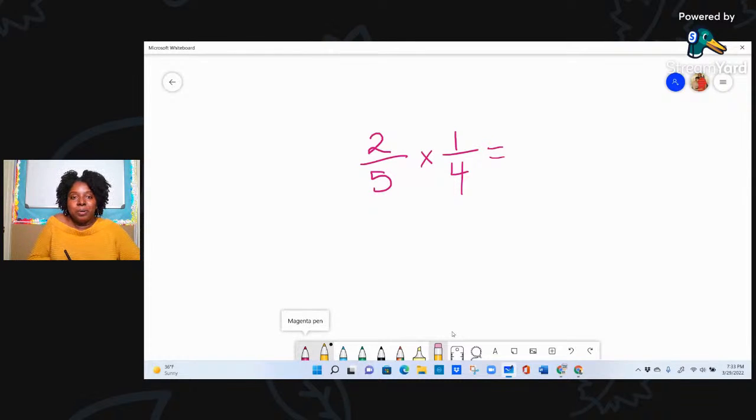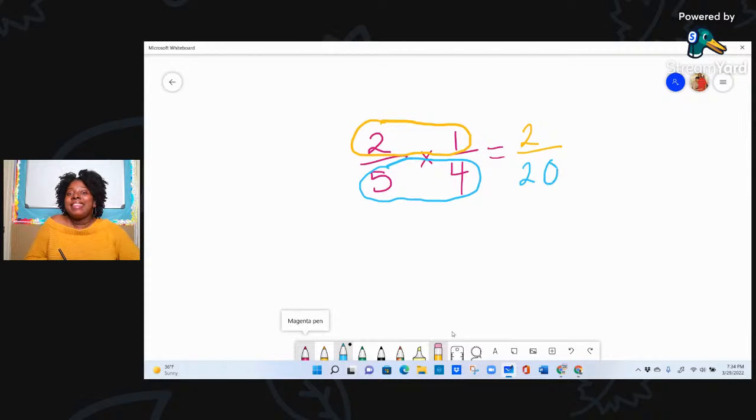So you're going to do 2 times 1, which is 2. And then you're going to do 5 times 4, which is 20. Okay? And then we reduce. Okay? But multiplying fractions, it's very simple. We just go straight across.